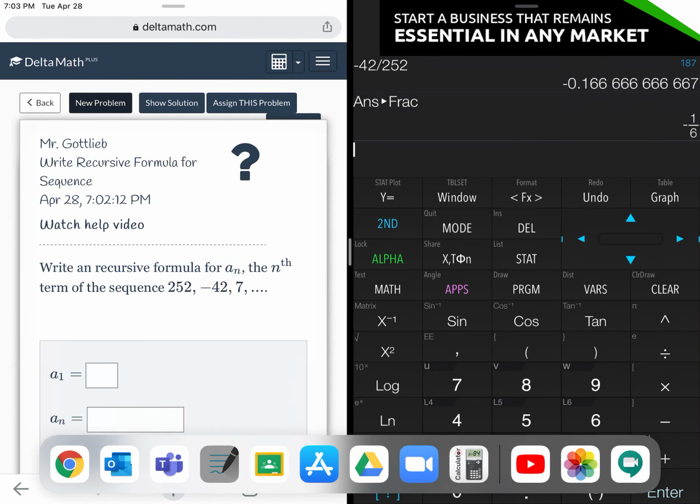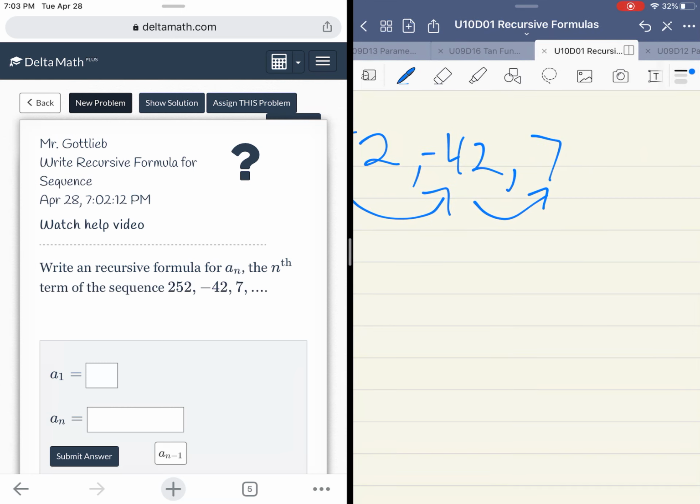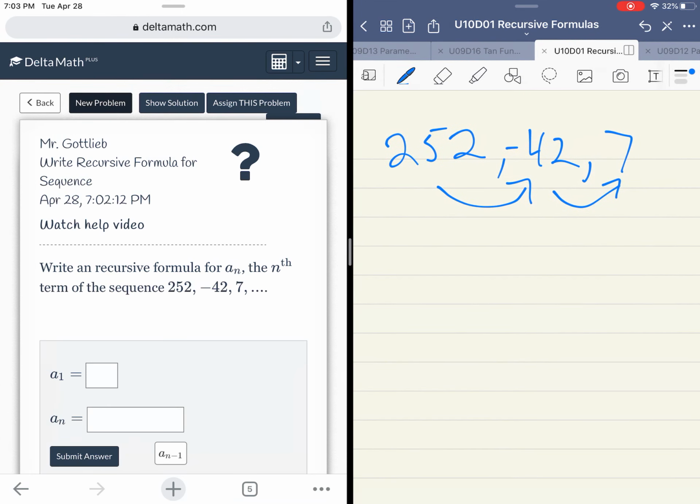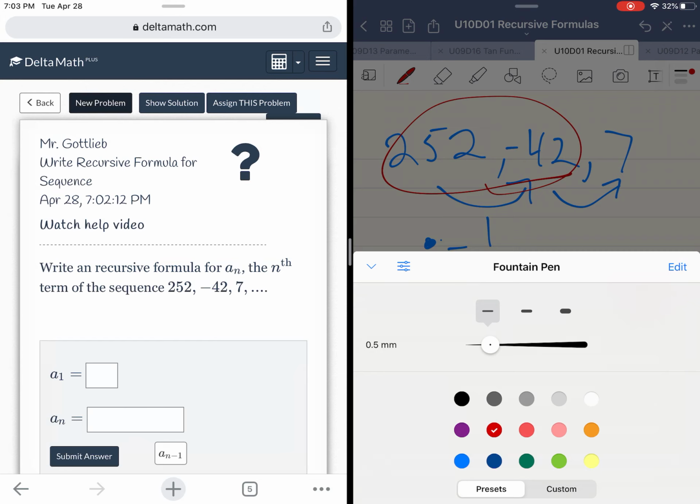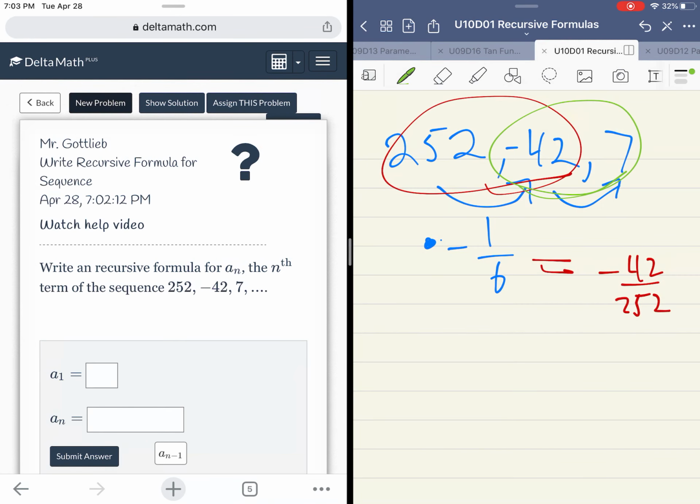So let me open the paper again. So the rule is to multiply by negative 1/6. So if you want to know what you divide by, you just take any two terms in order and divide them. So negative 42 divided by 252 will simplify to be this. Additionally, if we were to take 7 and negative 42, I go 7 divided by negative 42, I should also get negative 1/6. This is actually called the common ratio, and you'll see it in tomorrow's lesson.